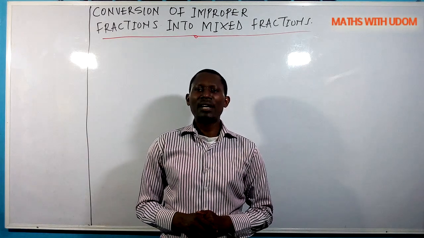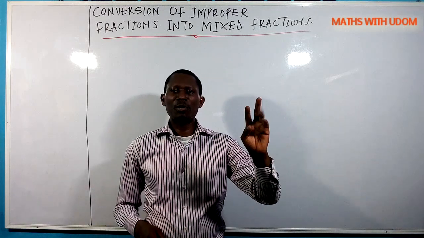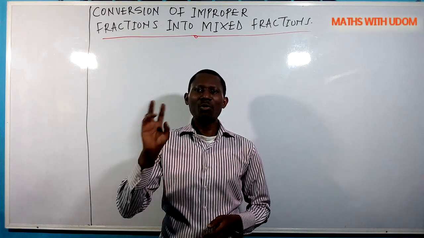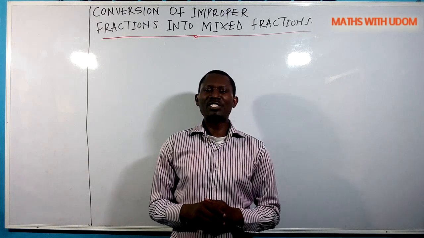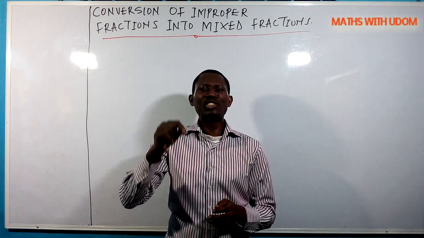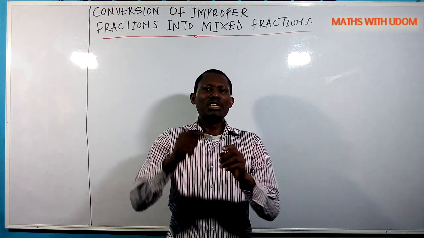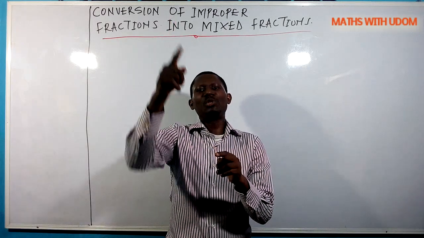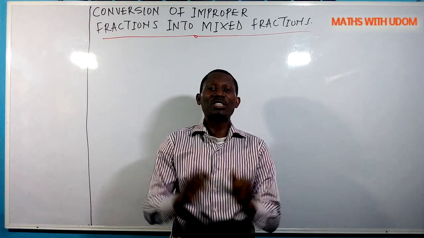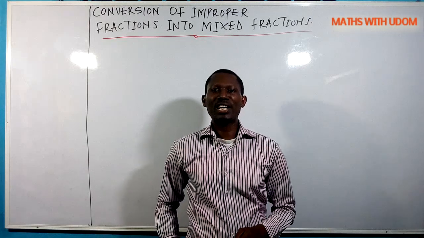Okay? And we have two steps we can follow to solve any problem like this. To convert an improper fraction into a mixed fraction, we have two steps involved. The first step is that we find how many times the denominator will divide into the numerator. And the second thing is that the remainder will give us the fractional part.